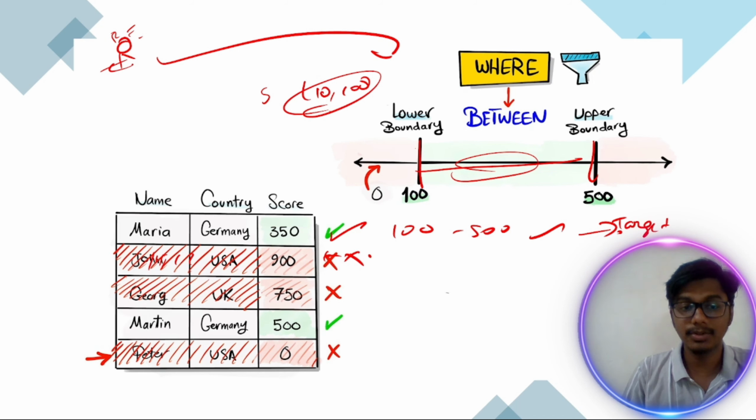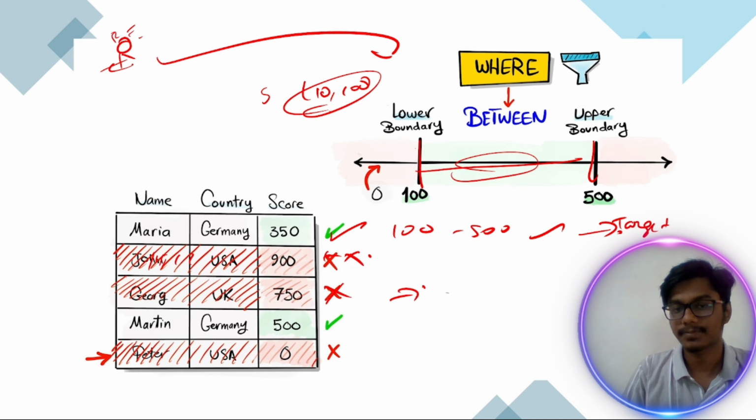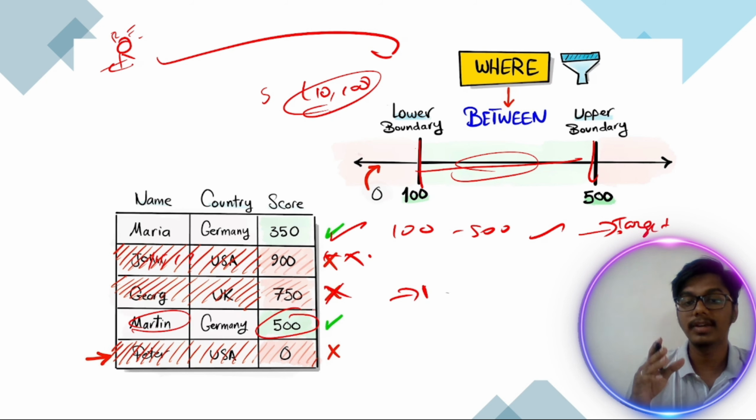Let me get into another point. The query doesn't stop and goes to Judge, and it checks whether the score is between 100 and 500. No, the query failed, right? So I ignore Judge. Again, the query doesn't stop. Again, it gets into Martin, and it checks whether the score is between 100 and 500. I just want between 100 and 500. Yeah, it's between, right?